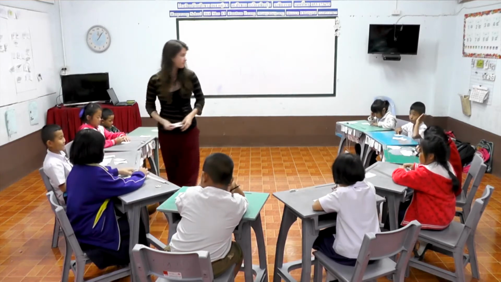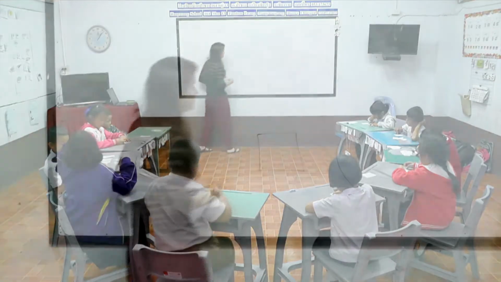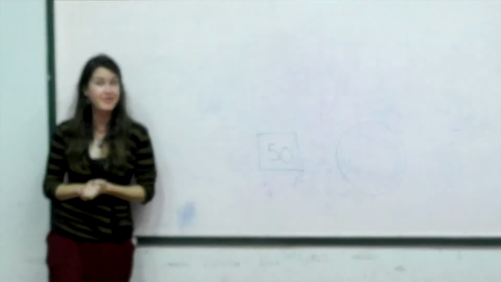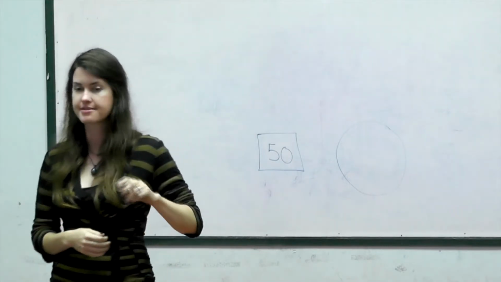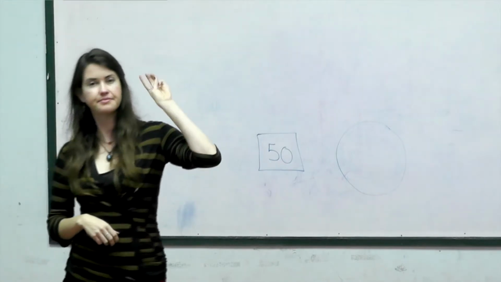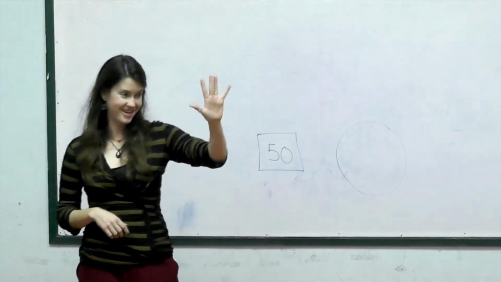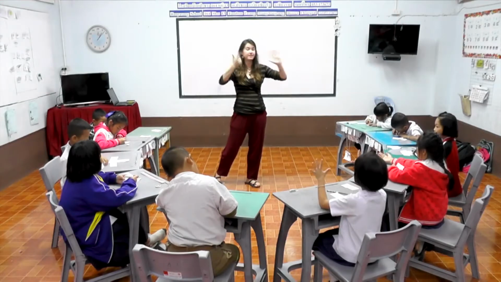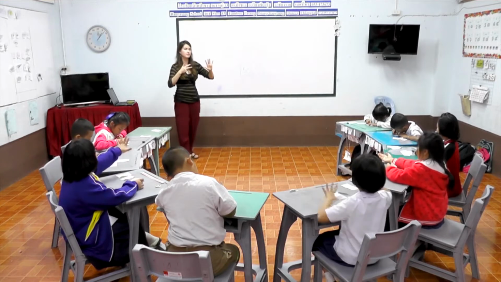You're good? Okay, let's stick with 6s. We're gonna count by 6. Let's go to 50. Let's count. Are you ready? We're gonna count by 6s. 6, 12, 18, 24, 30, 36, 42, 48. Why do we stop?